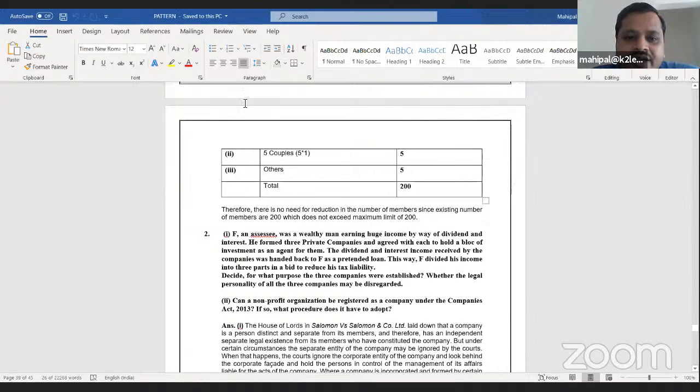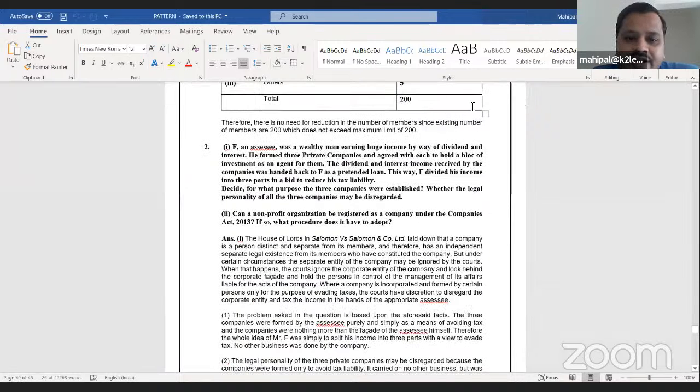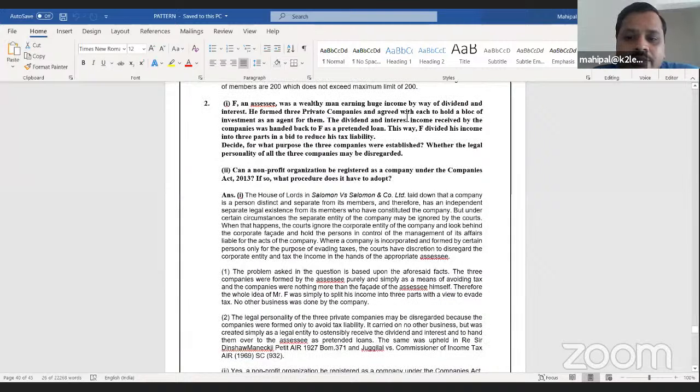Great. F, an SSC, was a wealthy man earning huge income by way of dividend and interest. He formed 3 private companies and agreed with each to hold the investment as an agent of them. The dividend and interest income received by the companies was handed back to F as a loan. This way, F divides his income into 3 parts in a bid to reduce his tax liability. Decide for what purpose the 3 companies were established, and whether the legal personality of the 3 companies may be disregarded.